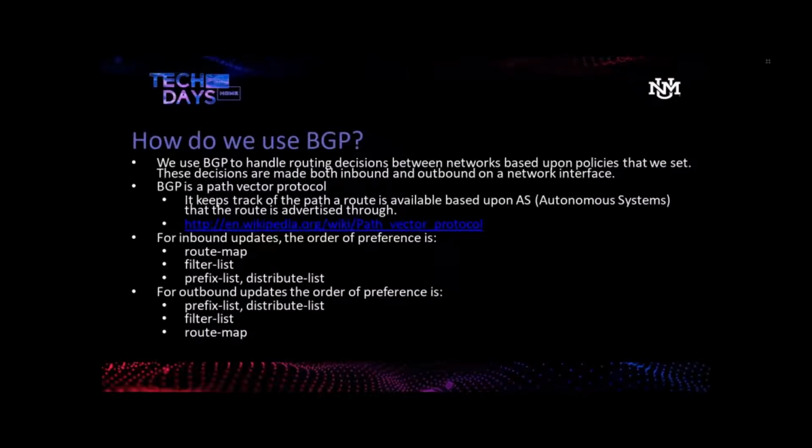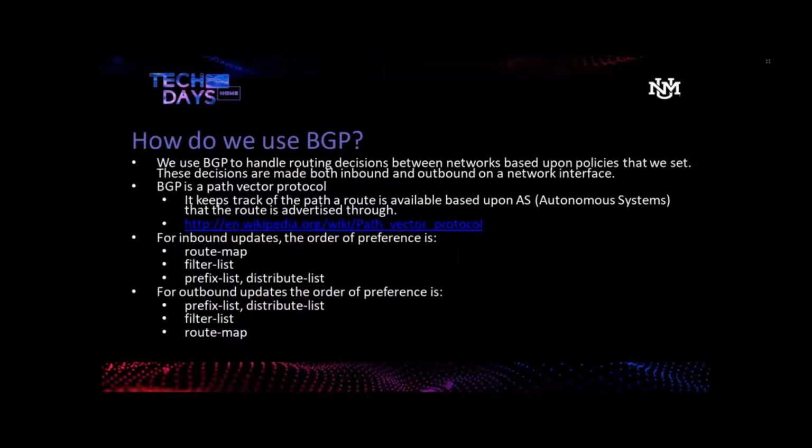How do we use BGP? We make routing decisions based upon policies that are set. We make our outbound routing decisions based upon information we receive inbound, and we give our outbound information to help others make decisions upon how they're going to route to us. So the path vector protocol portion of this is where I'm talking about the five AS numbers, that you have a path vector for the network you're trying to reach, and you have a seven AS path for the route vector that you're trying to reach.